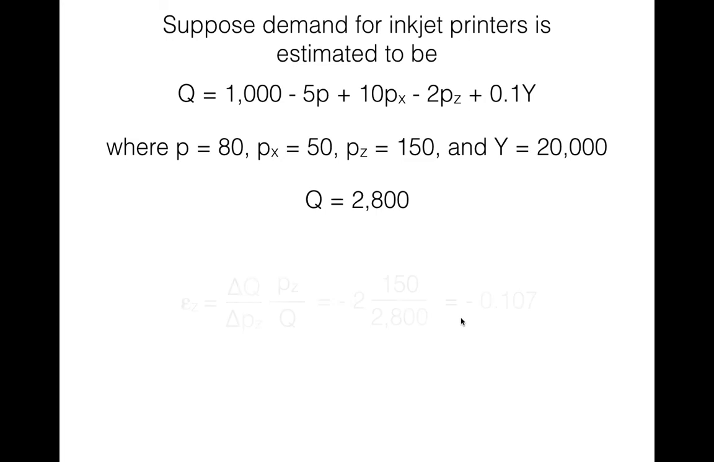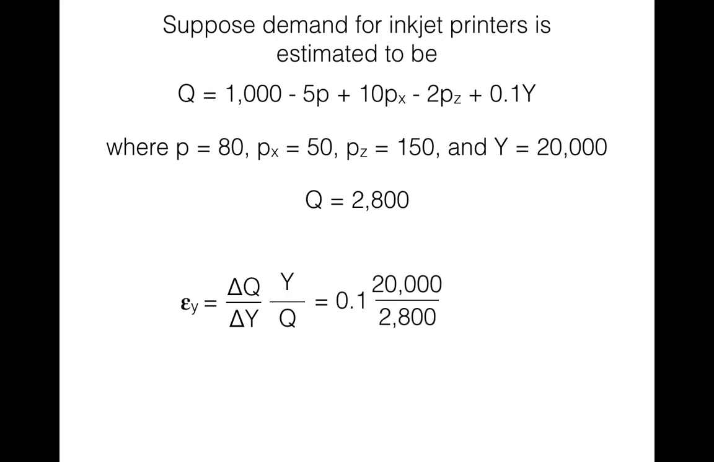And finally, we can do this for the income elasticity. The formula for it is change in Q over the change in Y multiplied by Y over Q. We know that the change in Q over change in Y is just the coefficient on Y in the estimated demand function. We are given the change in Q over change in Y is equal to 0.1. Y is given at 20,000, and Q is equal to 2,800. So we put that information into the equation. We multiply through, and that gives us 0.714.